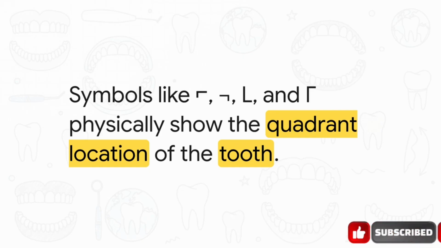It's a highly visual system. To know exactly which of the 4 number 3 teeth you're actually talking about, Palmer uses special bracket symbols. And these brackets literally look like the corner of the quadrant that the tooth lives in. It physically shows you the location by combining that visual bracket symbol right alongside the number 1 through 8.